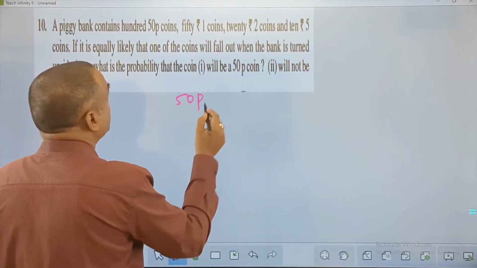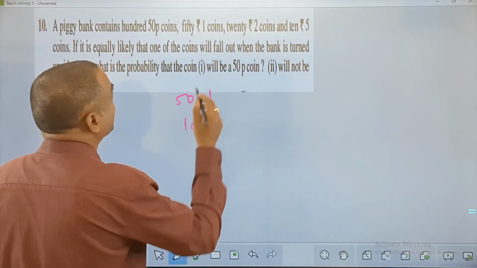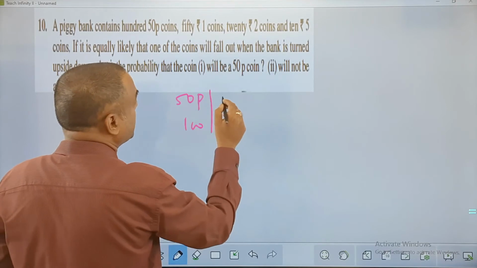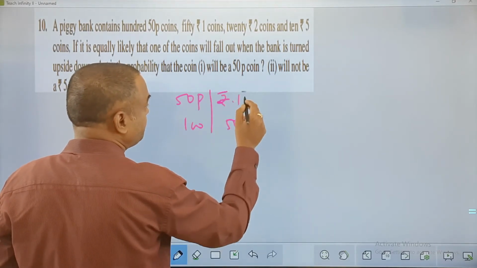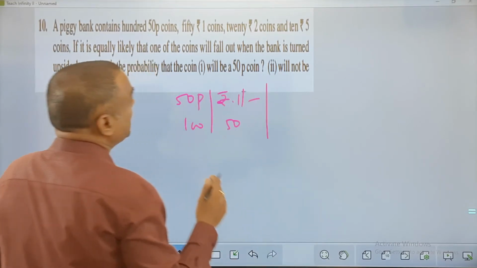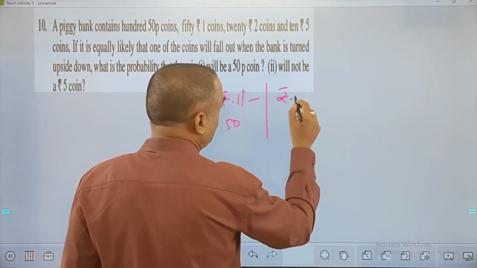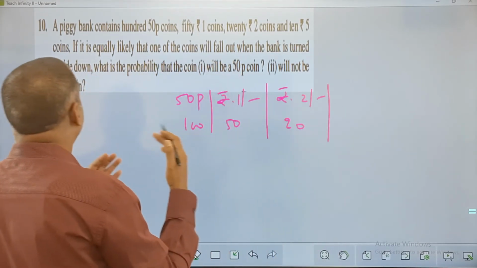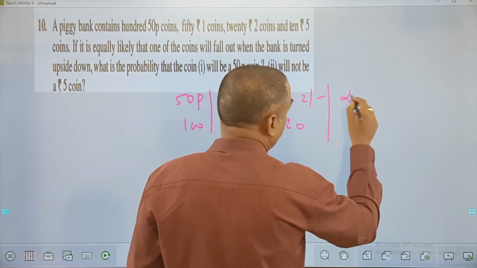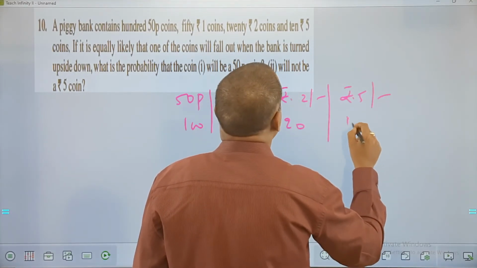50 paisa coins are 100. Next, 1 rupee coins are 50. Then 2 rupee coins are 20. Next, 5 rupee coins, the denomination, are 10 over here.